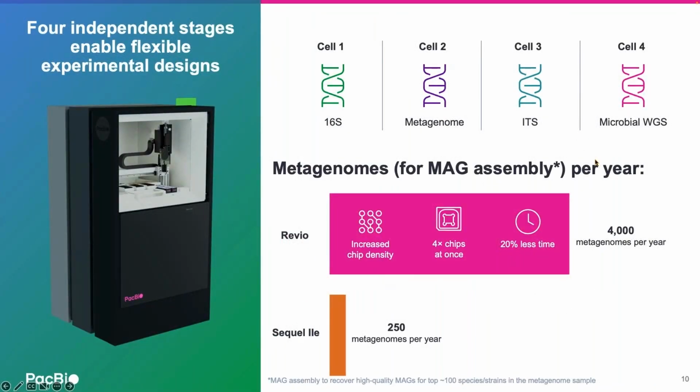So a little bit more about the 4 independent stages. They really enable flexible experimental designs. These can be different sample types or different library types. So here's just an example scenario for this area of research.